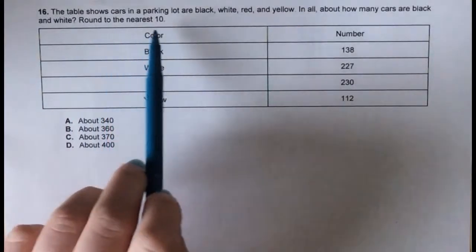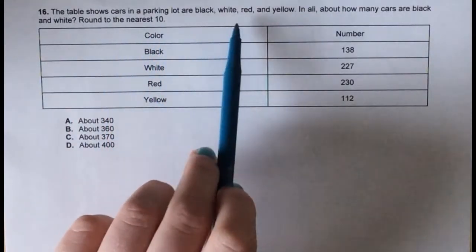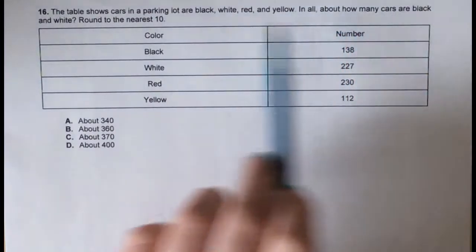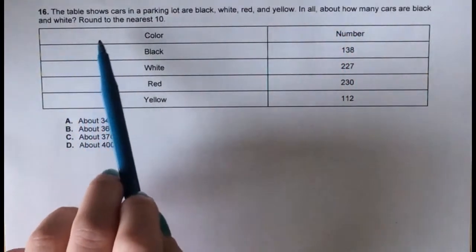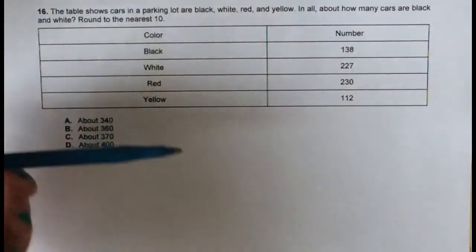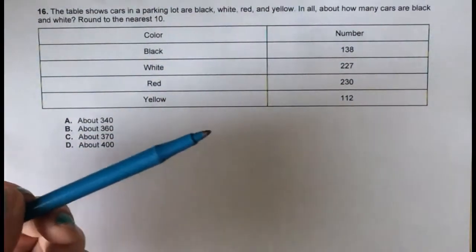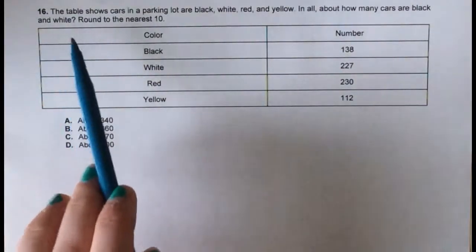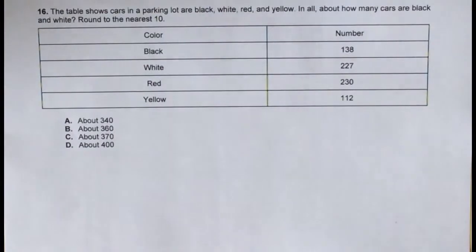The table shows cars in a parking lot are black, white, red, and yellow. In all, about how many cars are black and white? Round to the nearest 10. Okay, so we see all of these different color cars, but all we're really trying to figure out is how many cars are black and white. When we see that and, it means that we're going to be adding.